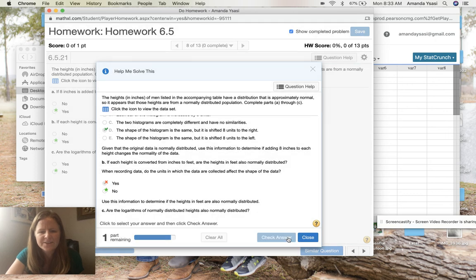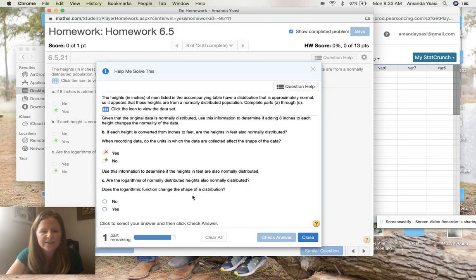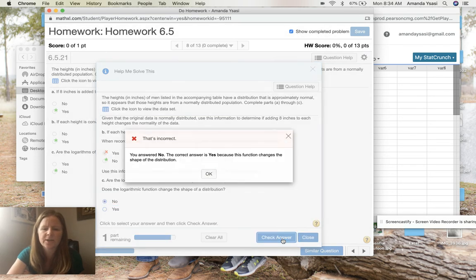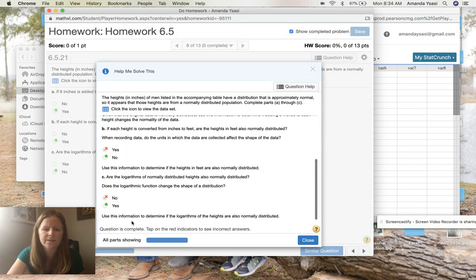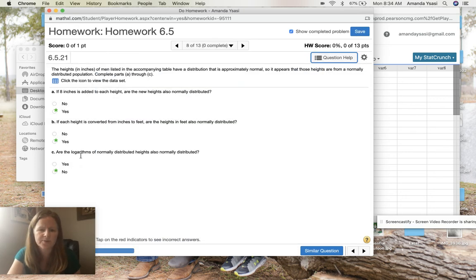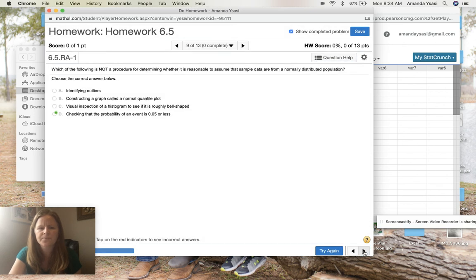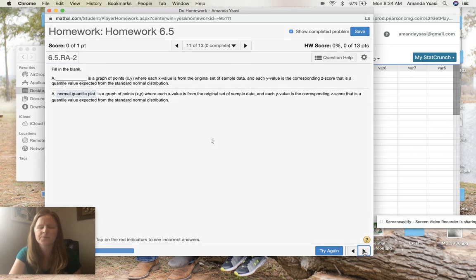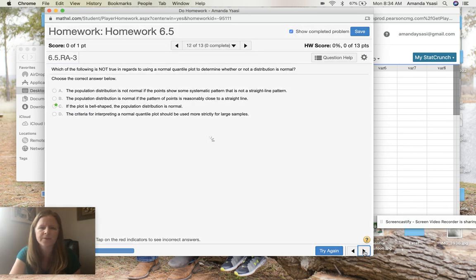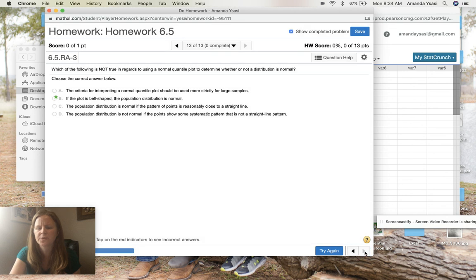Okay, so let's look at, does the log function change its shape? Yes, it does. Okay, so anytime you do the log, it's going to change the shape. So that's why this is a no. Okay, let's move on. And then these are all about just the vocab, dealing with the QQ plots and normal distribution.